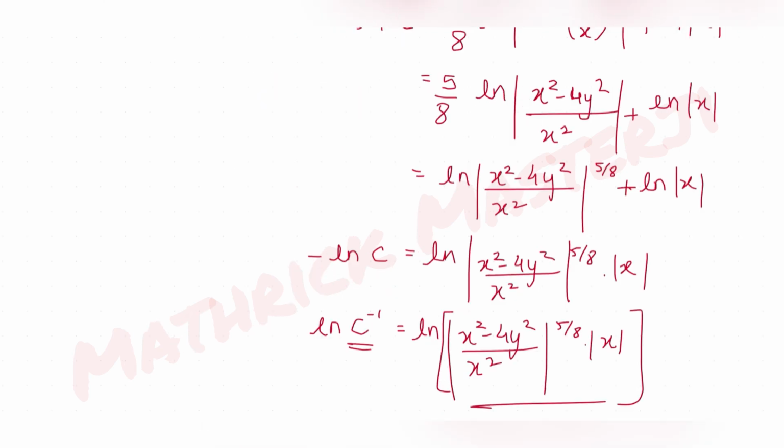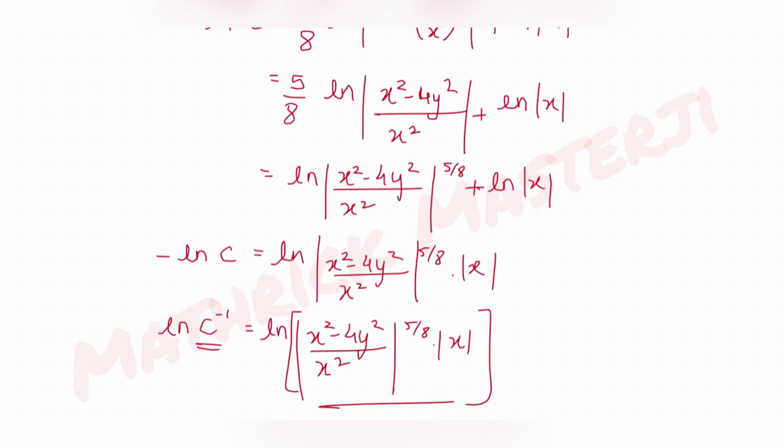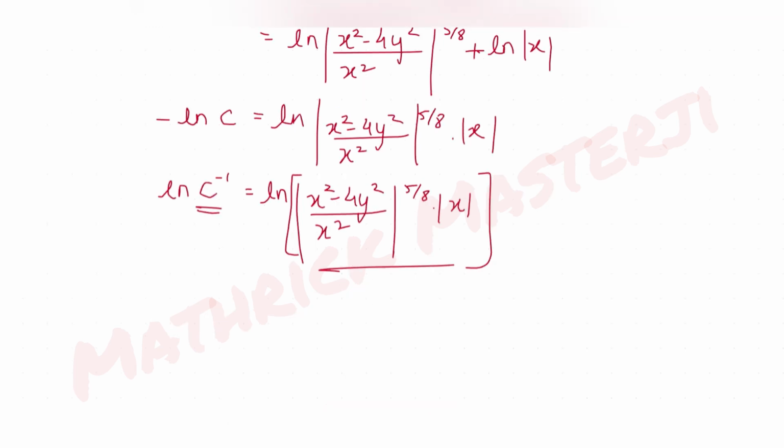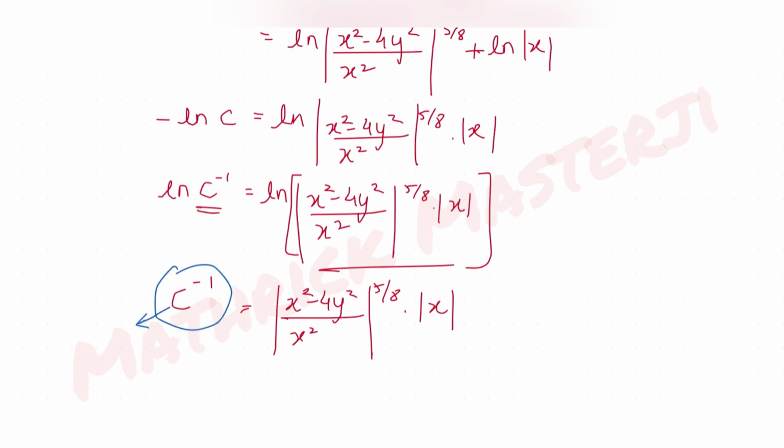Further, I get a negative exponent on a constant, which is nothing but mod of (x square minus 4y square divided by x square) raised to 5 over 8 into mod of x. Now let's say c raised to minus 1 is a new constant, let's say k. So I get the k value as mod of (x square minus 4y square divided by x square) raised to 5 over 8 into mod of x.